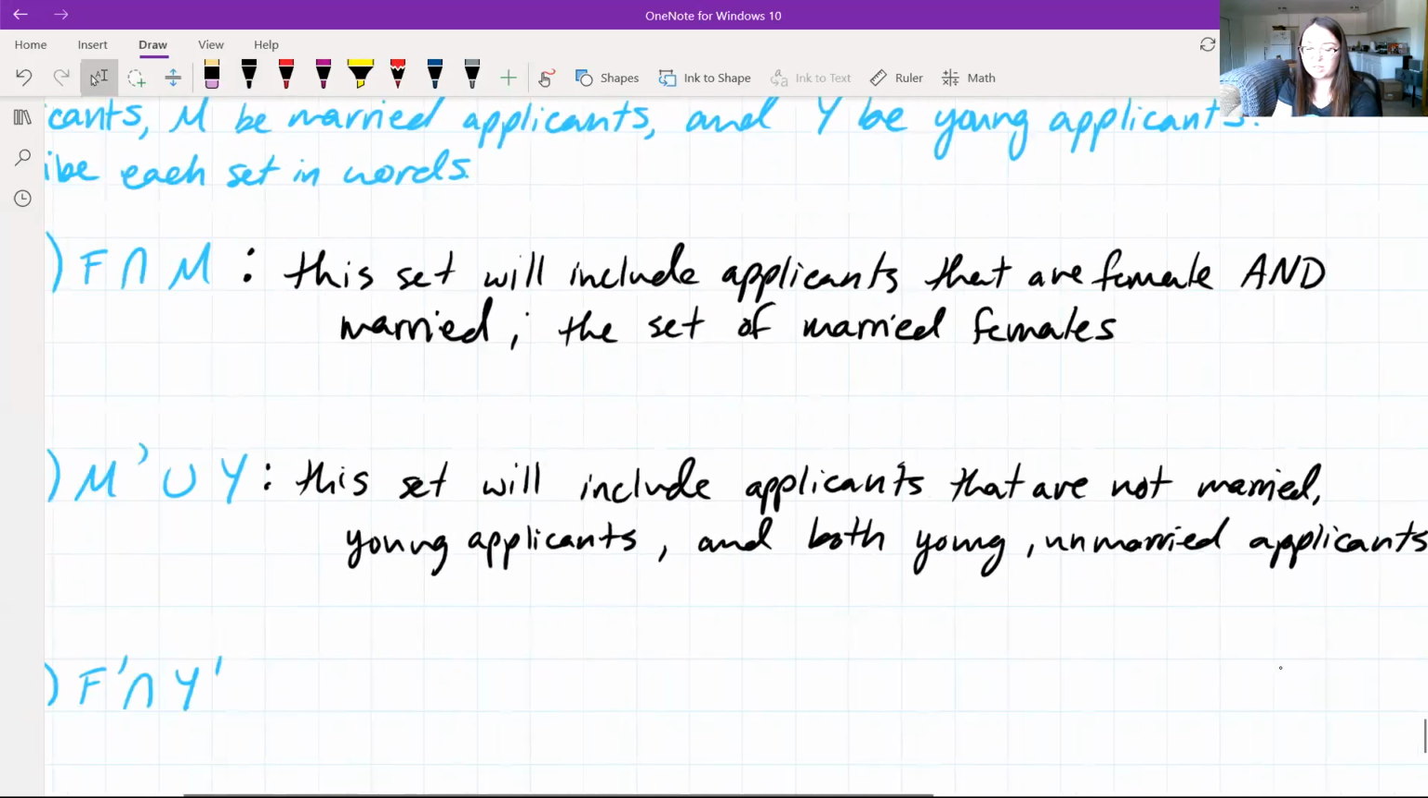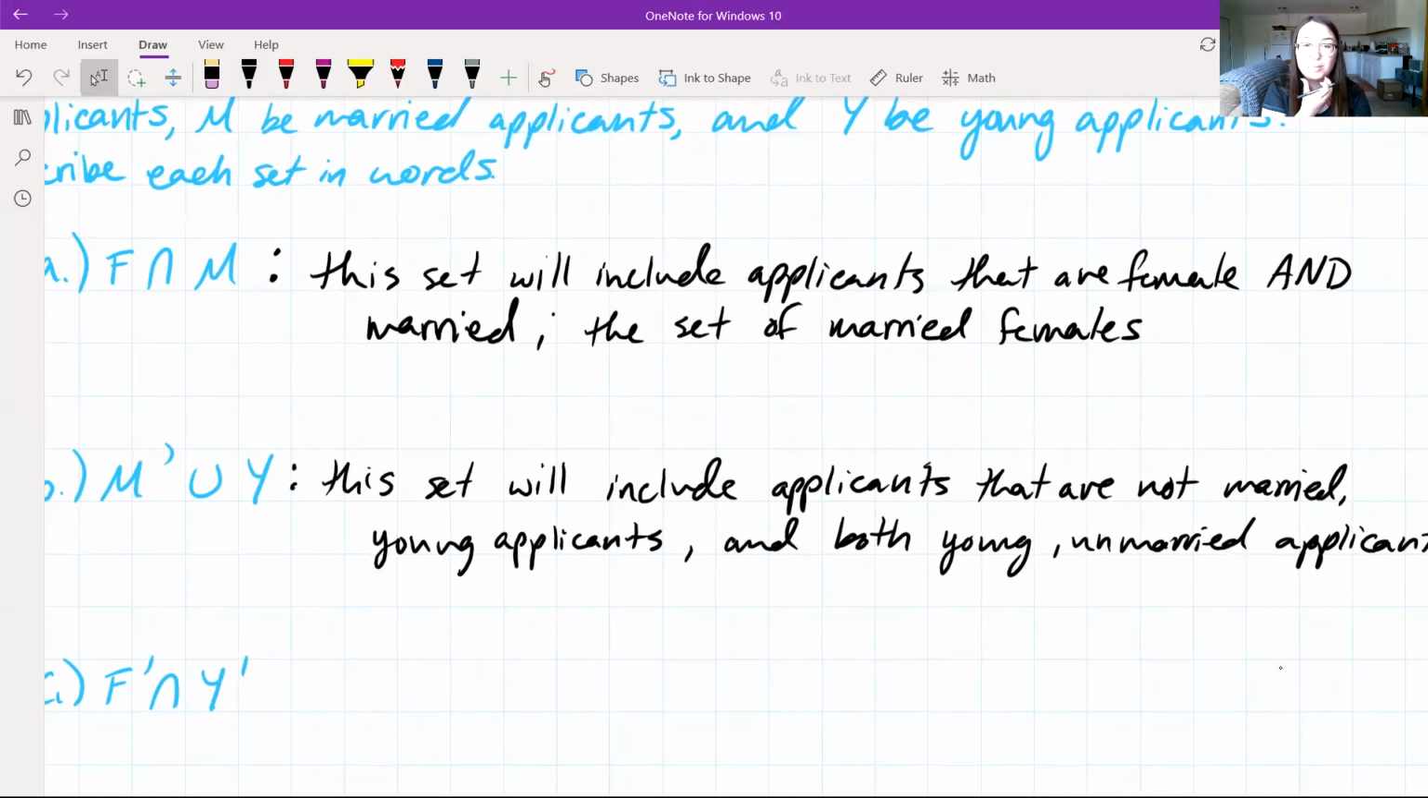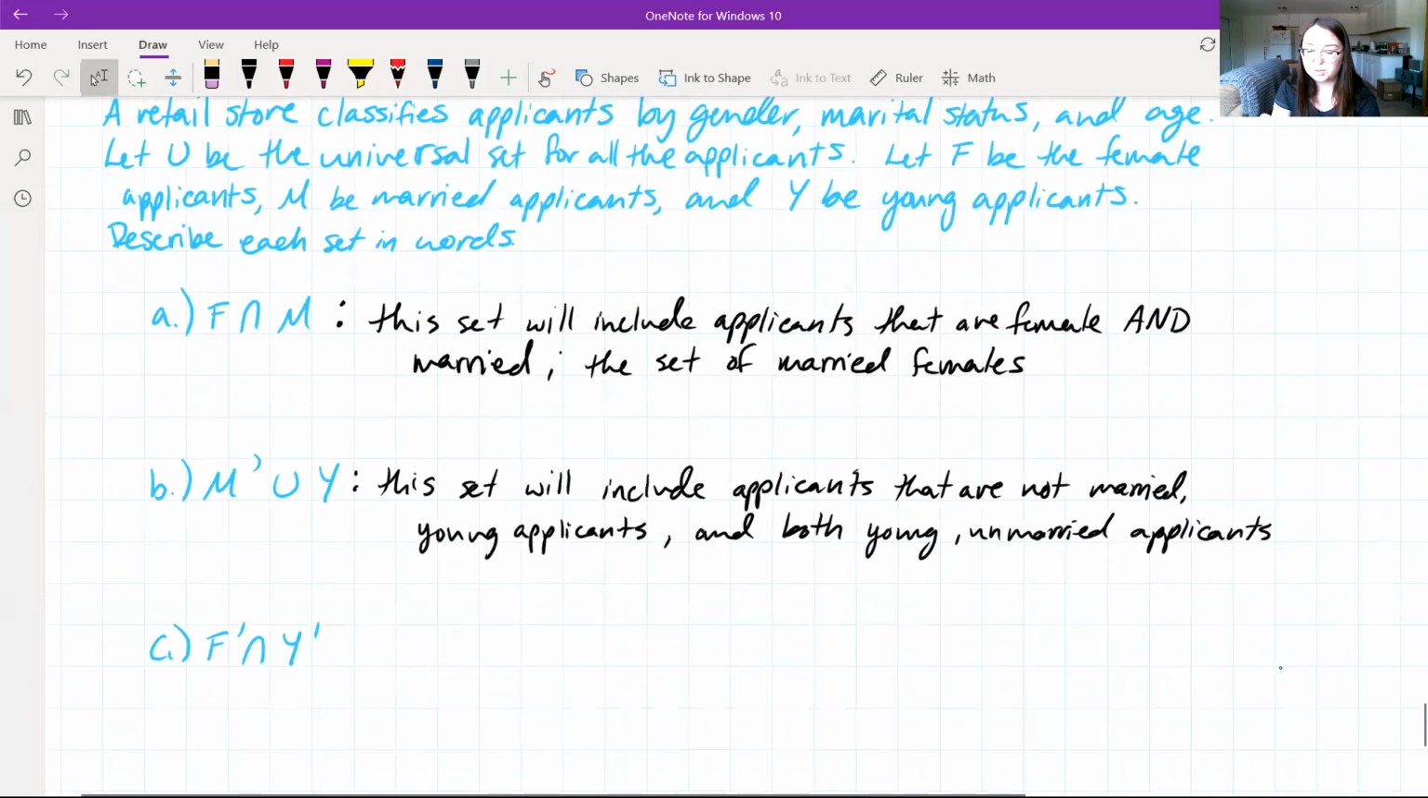So we know that this set, the complement of married with the union of Y, or young, includes applicants that are not married. It also includes young applicants, and it also includes young unmarried applicants. So we have the separate sets, and then we have the combination. So it's 3 different things.